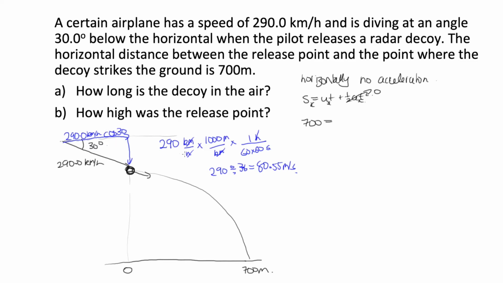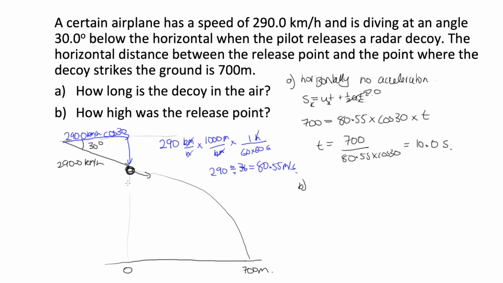So we can put this in here, and we've got ux equal to 80.55 times cos of 30, times t, and this will tell us the time to get to the ground. So t is equal to 700 over 80.55 times cos 30. Solving this, we end up with 10.0 seconds. So that's part A.